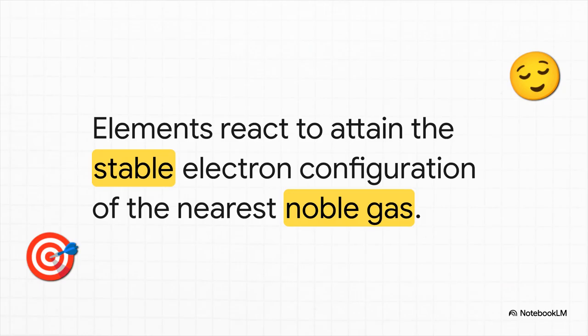So for every other element on the periodic table, the game is simple. Be more like a noble gas. They all want that full outer shell of electrons. A full outer shell is a happy, stable outer shell. And that desire, that quest for stability, is the engine that drives every single chemical reaction in the cosmos.